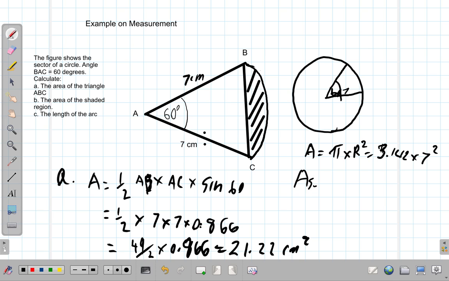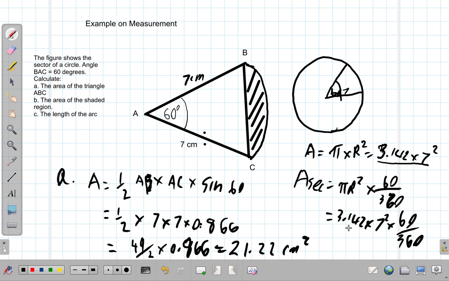We ask what fraction of the whole circle the sector takes up. For the whole circle it is pi r squared, multiplied by the angle in the sector divided by the total angle of 360 degrees. That's what it would be. So it's 3.142 times r squared, which is 7 squared, times 60 over 360.